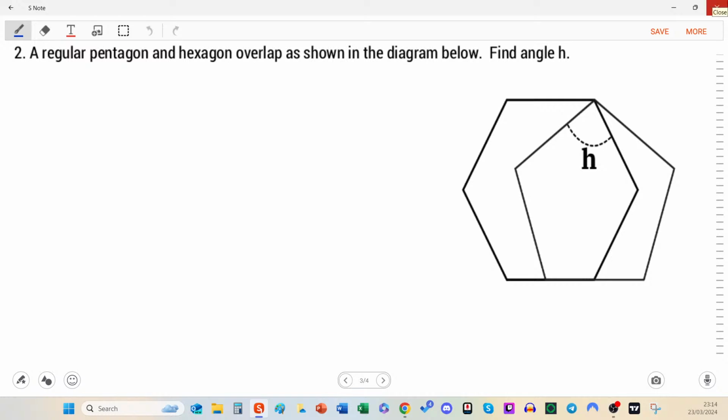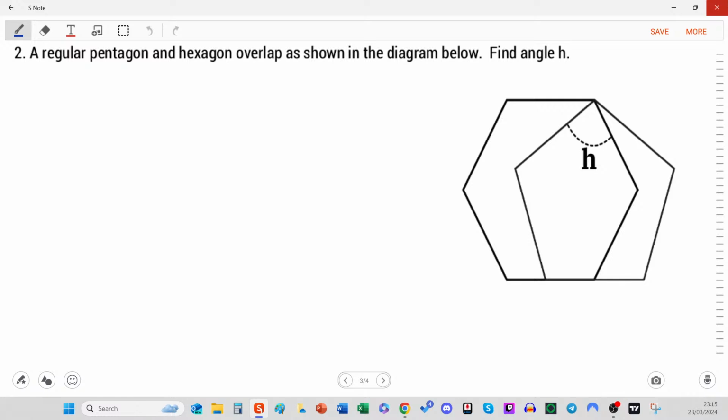Hey, this is very strange, and I think you probably felt the same when you saw this diagram. There are questions like this. They rely on understanding of the internal angles of polygons, but this one looks very off-putting. Where does the pentagon start and when does the hexagon end? So a regular pentagon and hexagon overlap as shown. Find angle H.